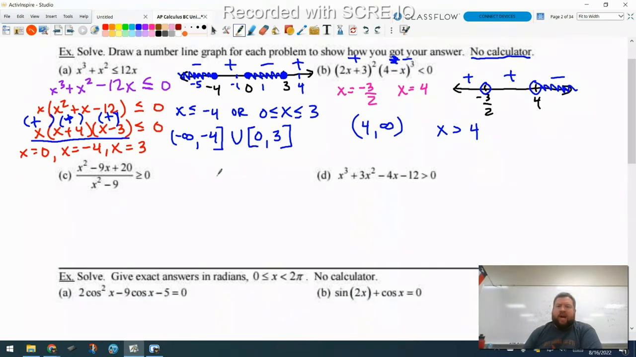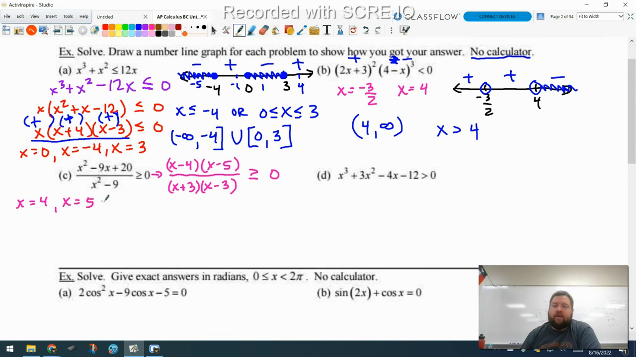All right, what if it's a rational function like this? You pretty much do it the same way. I am going to start by factoring top and bottom. So this is x minus 4 and x minus 5 on top. And then we get x plus 3 and x minus 3 on bottom, greater than or equal to 0. And so we actually get 4 critical points. x equals 4, x equals 5, x equals negative 3, and x equals positive 3. All 4 of these are going to go on our number line. Make sure you get the right order. Negative 3 first, and then we have 3, 4, 5.